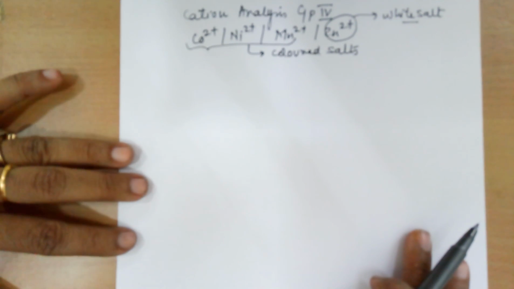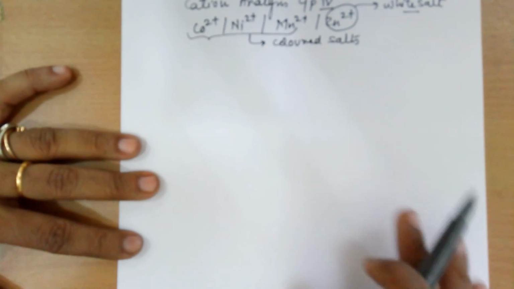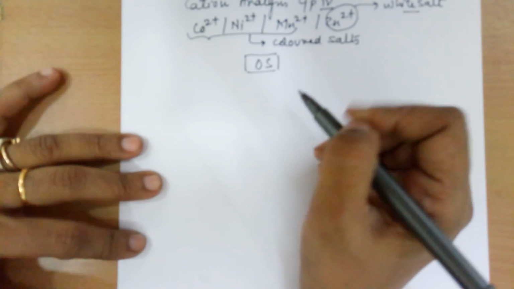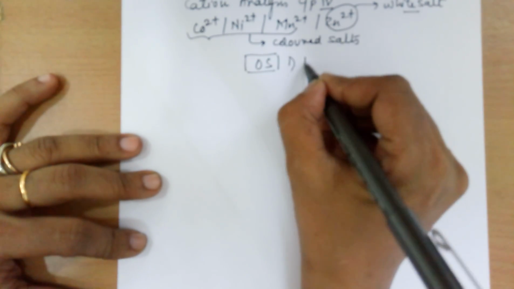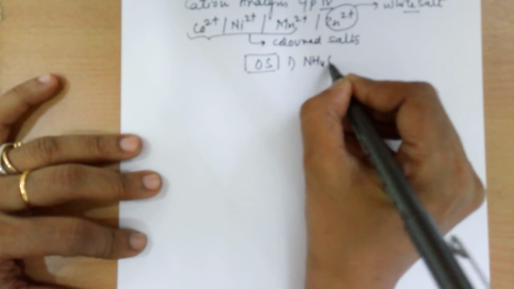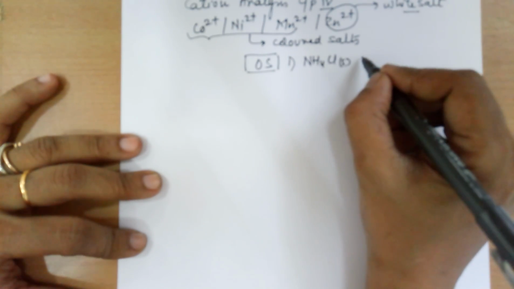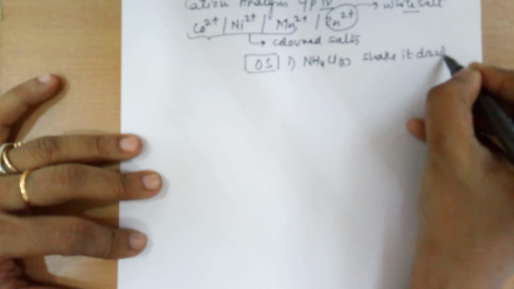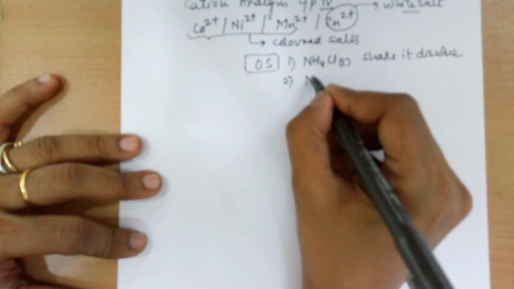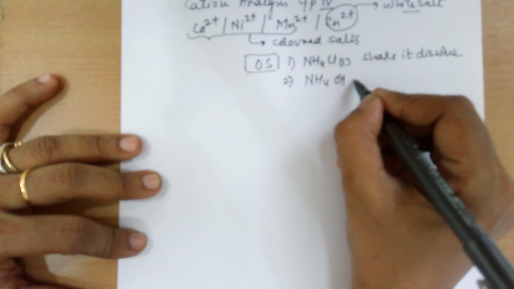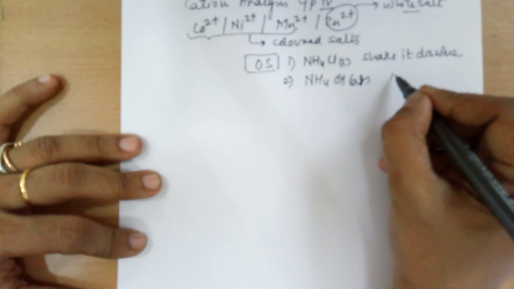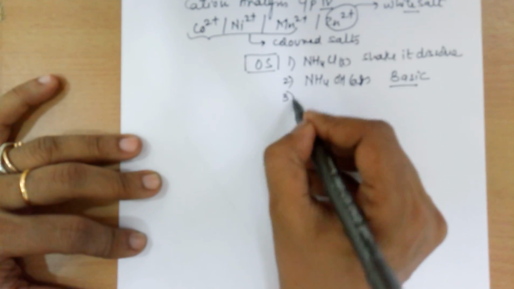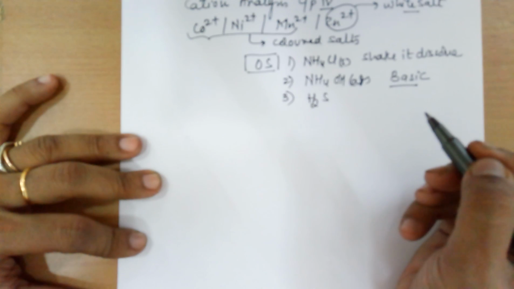The procedure to be followed is, we begin with the OS, the original solution. To the original solution, you first add ammonium chloride solid, a pinch of it, shake it to dissolve. Now add ammonium hydroxide aqueous to make the medium basic, followed by H2S gas.